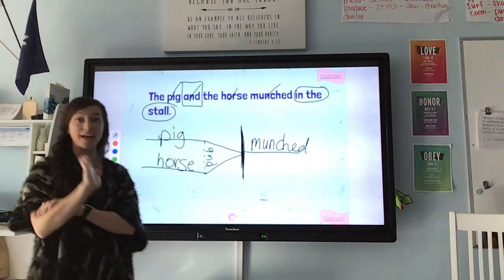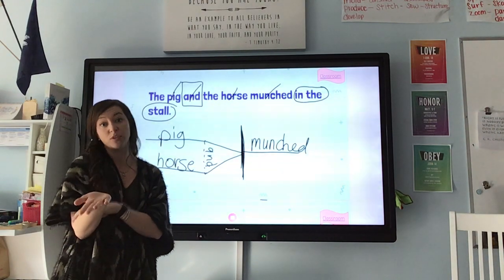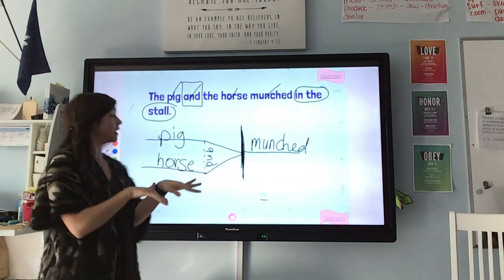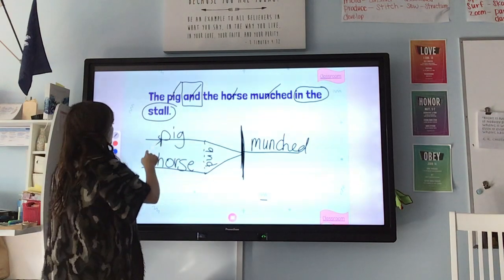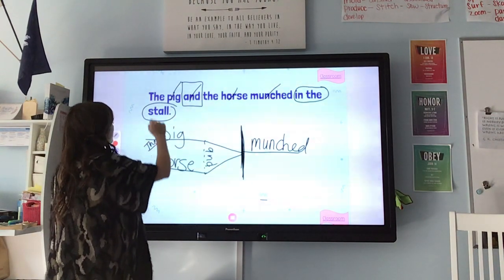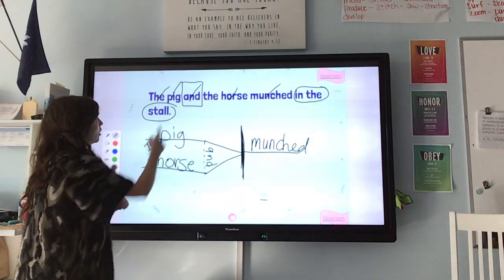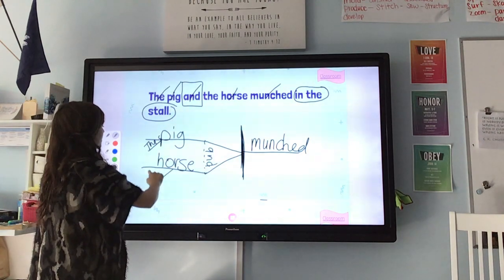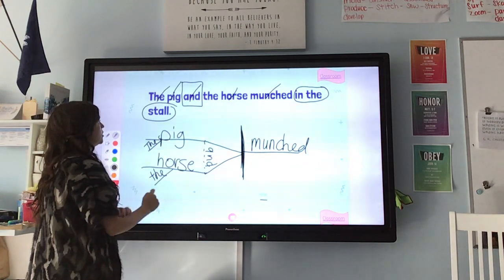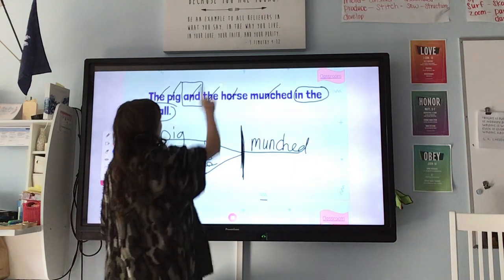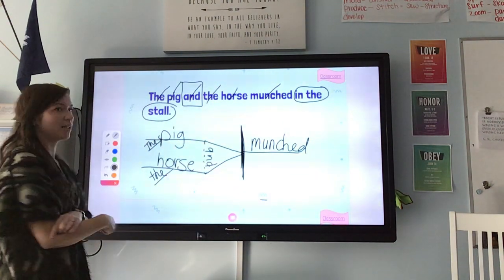Now I'm going to diagram left to right. I've done my subject, I've done my predicate, now left to right. The could go under pig, it could go under horse, or it could go under both. The pig, oh no, and the horse. We have to have one under each. There are not options. The pig and the horse munched in the stall.